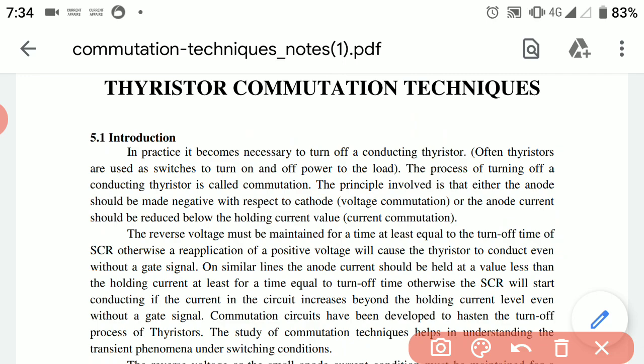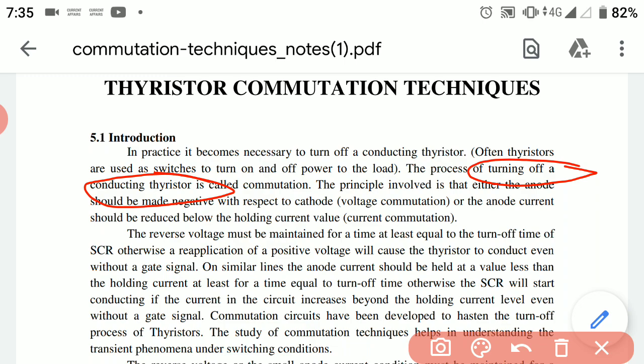Actually, thyristors are used as switches to turn on or off power to the load. These thyristors are used at high voltages, as switches to turn on or turn off the power to the load. Now, to turn off the power, we first of all turn off the conducting thyristor.